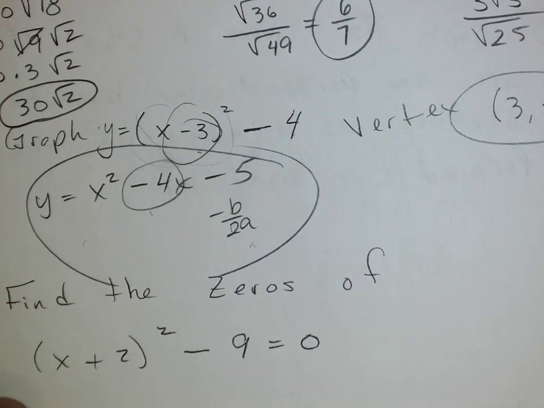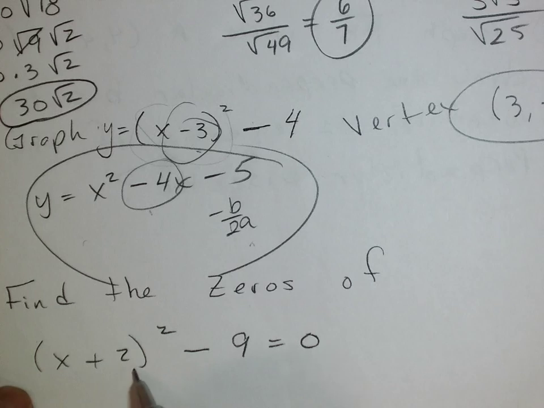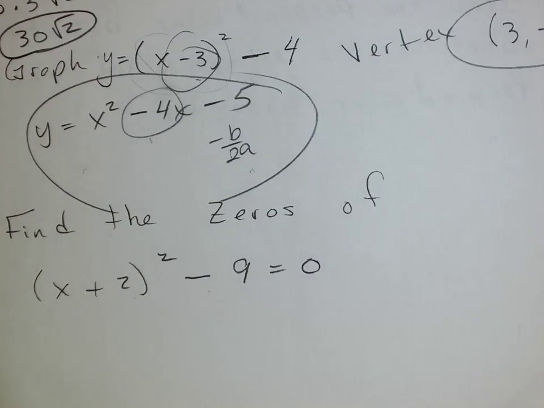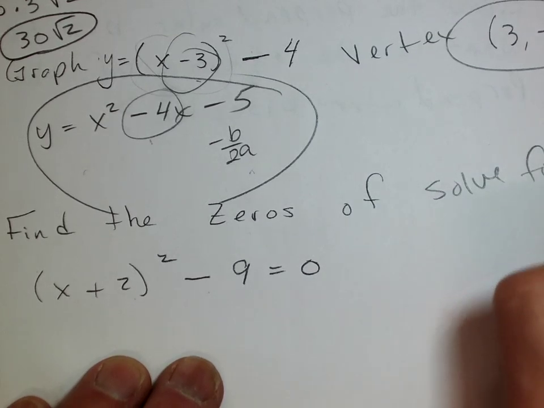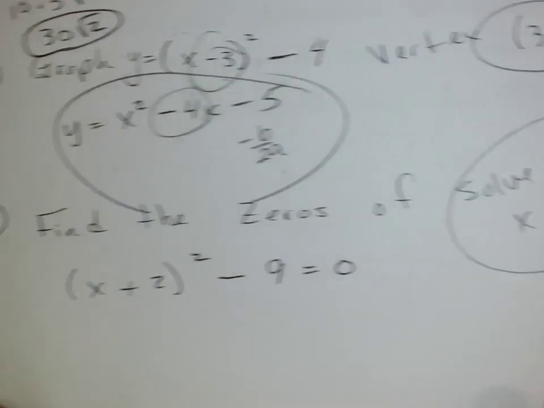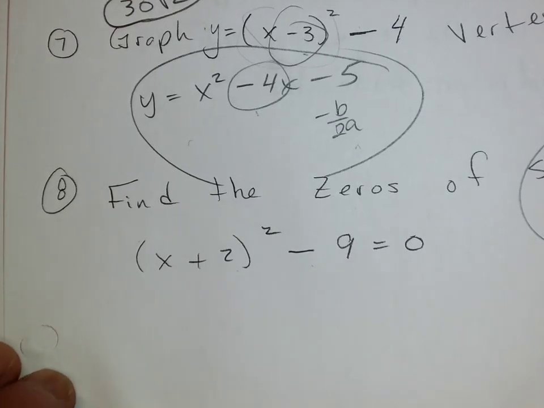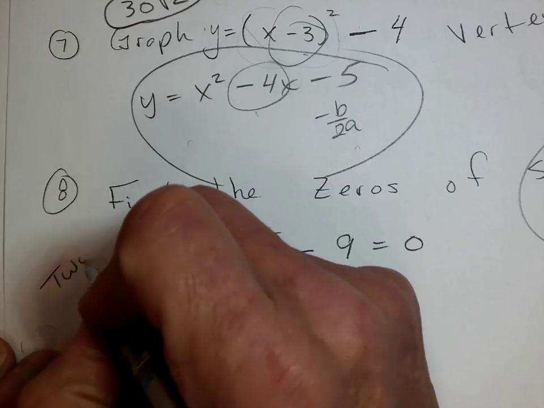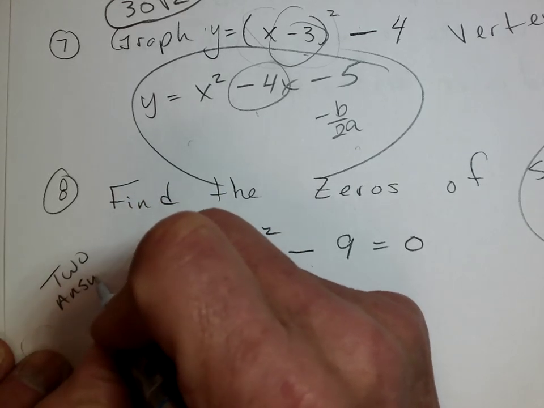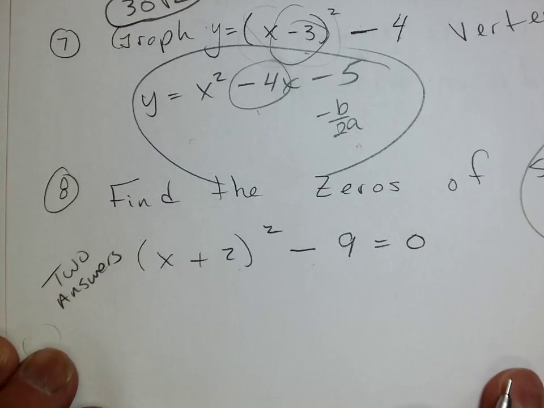Find the zeros of (x plus 2) quantity squared minus 9. Now the zeros, what we got to do is this. We're going to solve for x. Okay, and Zoe, you ready? Yes. How many answers? 2. Okay, everybody agree? 2 answers? Yeah. Got to have 2 answers. Have to have 2 answers because it's an x squared.